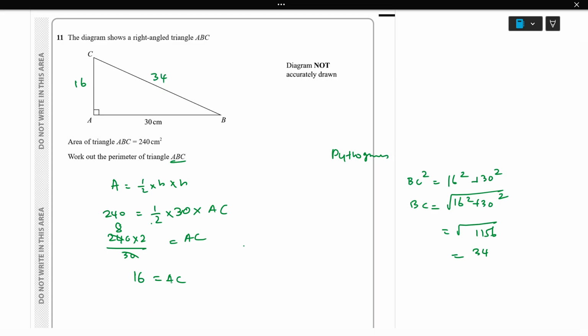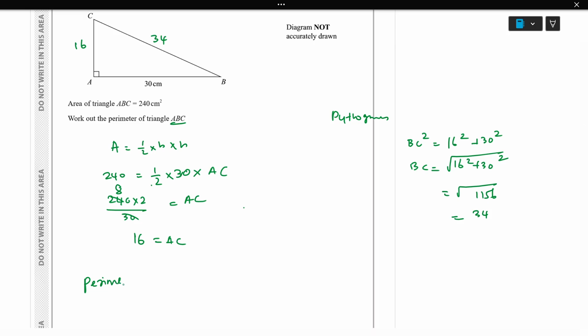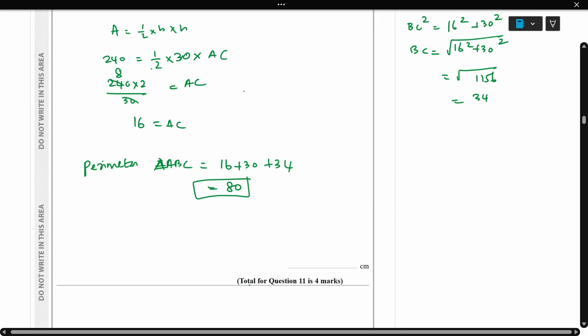So finally, we need to find the perimeter. Perimeter of triangle ABC equals, we should add all the sides, 16 plus 30 plus 34. So which is going to be 60, 70, 80. So 80 is the final answer. This answer is 80.